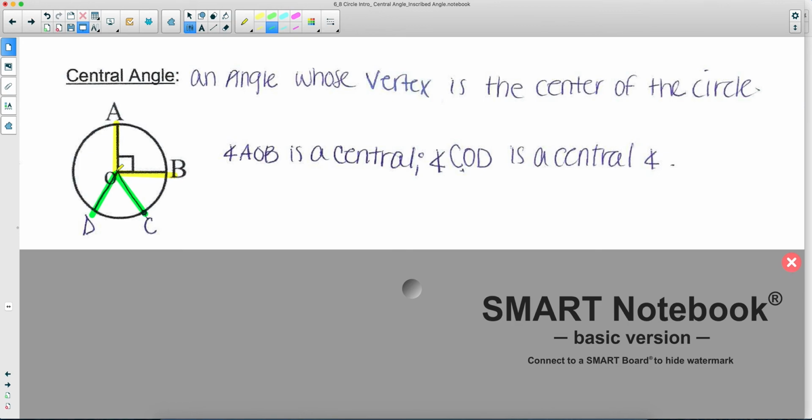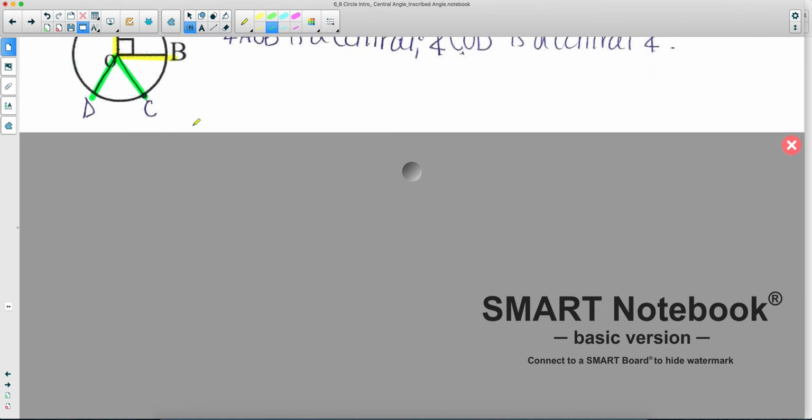The reason it's important to notice that they're at the center is because, since it's a central angle, there's going to be an important relationship in terms of the angle measure. Let's take a look.